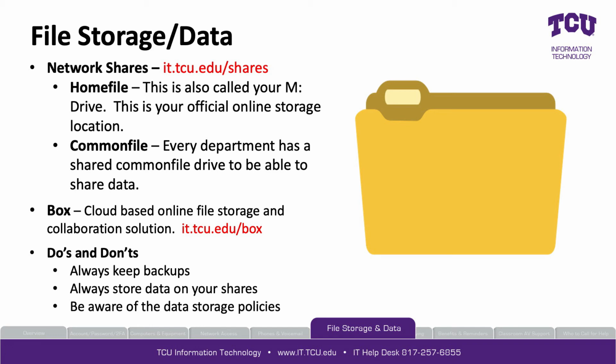You'll have access to at least 2 network shares that you'll be able to save files on. Your M drive, also called your home file, is just for you, and it's a great place to save documents that you don't need other people to have access to. You'll also have a common file. These are shared by departments, so it is a great location to save files that others in your department may need. Just remember that the common file can be accessed by others in your department, so don't save anything in this location that you don't intend for others to see.